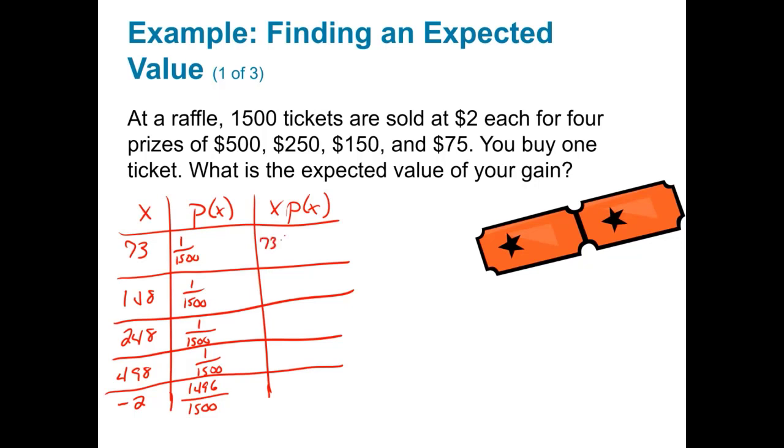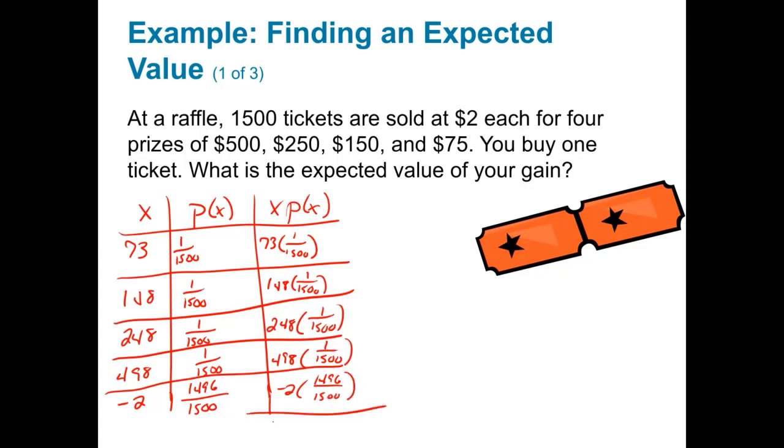So then we multiply: 73 times 1 over 1,500. 148 times 1 out of 1,500. And we calculate all of these numbers. 248 times 1 out of 1,500. 498 times 1 out of 1,500. And negative 2 times 1,496 out of 1,500. Then we do all that multiplication, and we add all of this up, and what do you get for our expected value? You should end up getting negative 1.35.